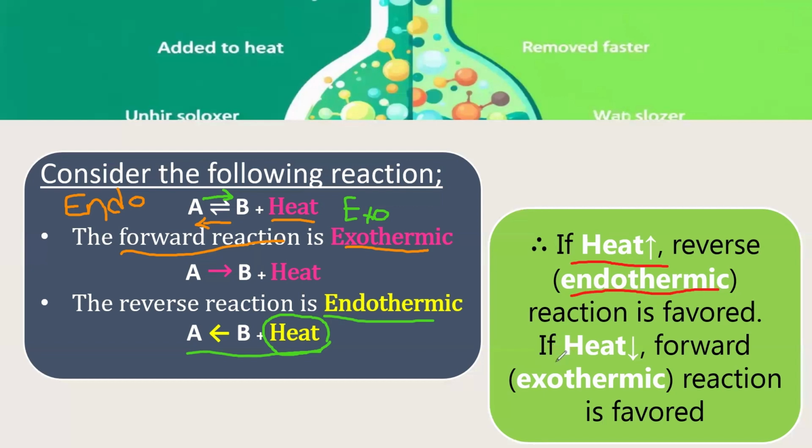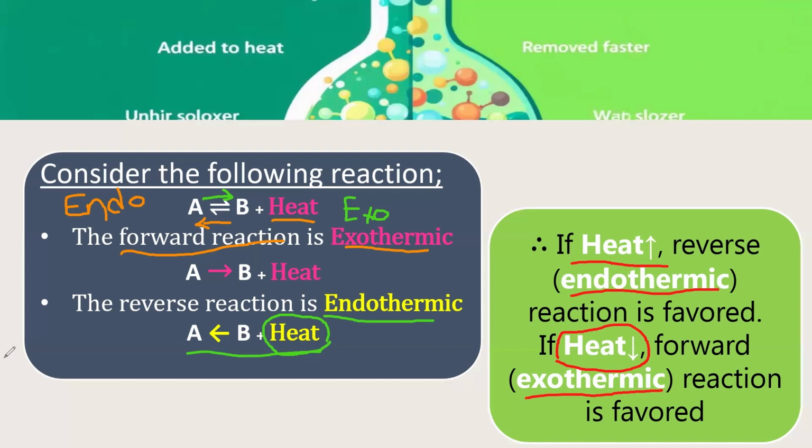But if the heat is reduced or eliminated, we expect that the reaction that produces more heat will be favored. And what is the type of reaction that produces heat? It is the exothermic reaction. Okay, if heat is increased or added, the endothermic direction is favored. If heat is eliminated or reduced, the exothermic reaction is favored.